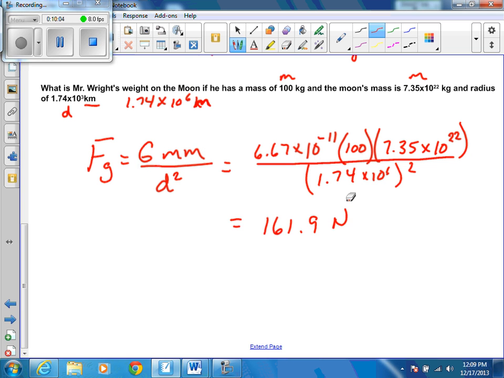Now, that's how many newtons I weigh on the moon: 161. On Earth, I weigh 980. So since the moon's gravity is about 1/6 that of Earth, I weigh about 1/6 as much on the surface of the moon. And that's all I got to say about that. Have a great day.